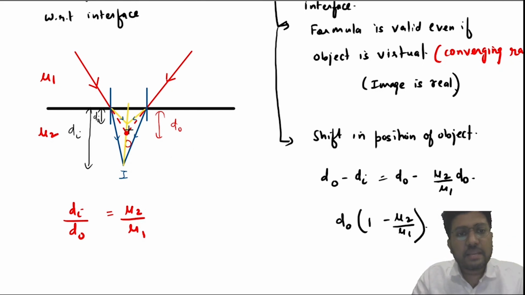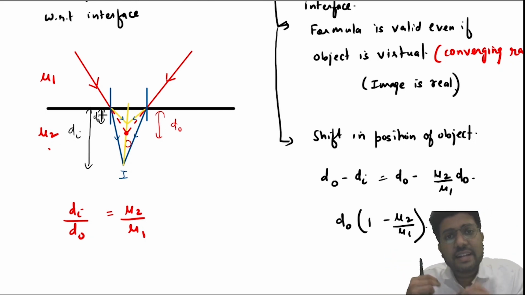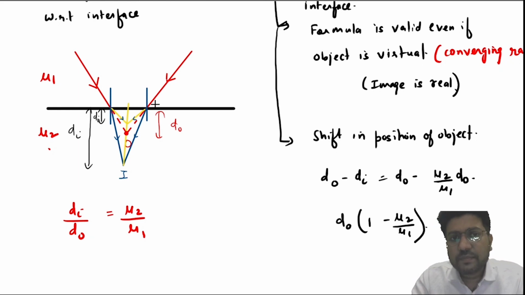See, it seems like the object is here, so you will say mu1 is this. No, mu1 is what? The refractive index of the incident side. Incident side is this only. Although the object is behind this time because the object is virtual, this is not mu1, this is mu1, because this is the incident side. Mu1 is the refractive index of the medium of the incident side, and mu2 is the refractive index of the medium of the refracted side. Now I have drawn two rays here.